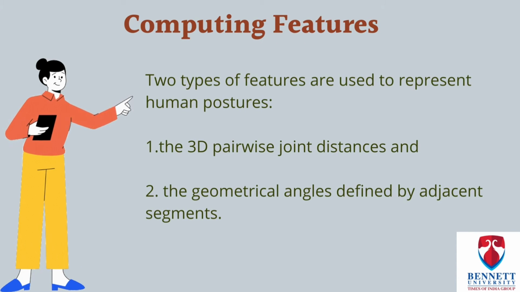Now, computing features. Constructing a robust feature set is a crucial step in posture recognition system. In our work, we used two types of features to represent human postures, the 3D pairwise joint distances and the geometrical angles defined by adjacent segments.